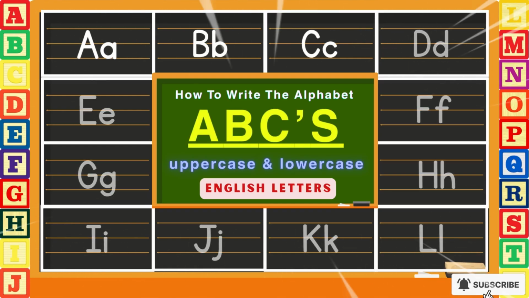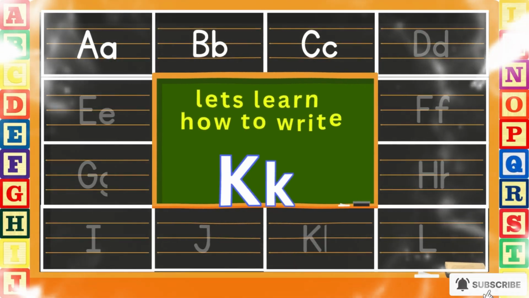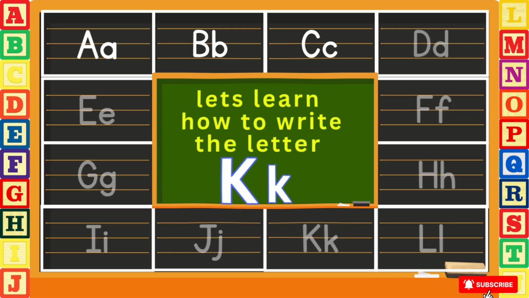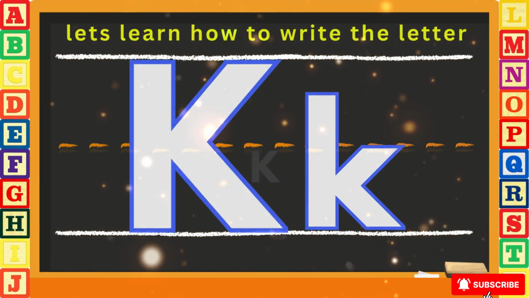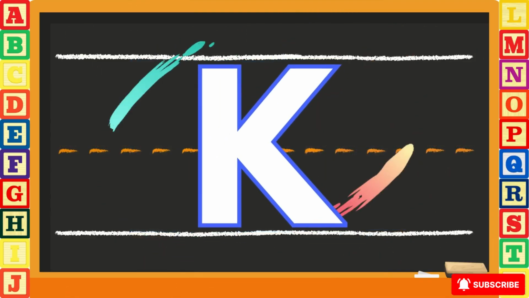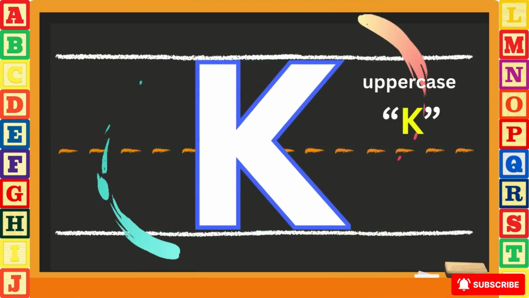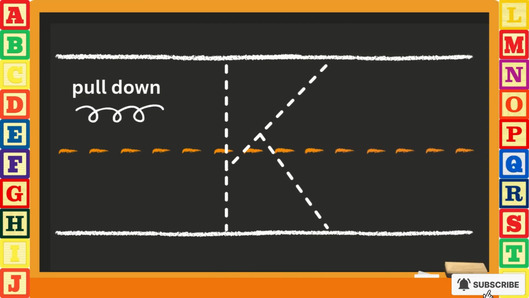Okay, kids, let's write the letter K in 3 easy steps. Get your pencil ready. Our next letter is K. Let's start with big letter K. That's uppercase K. Ready? Pull down.